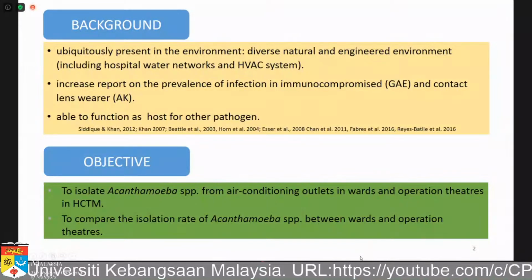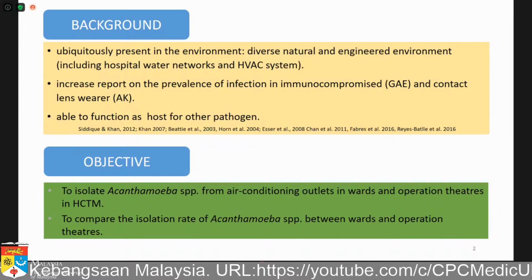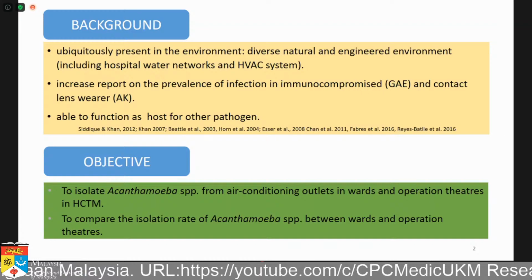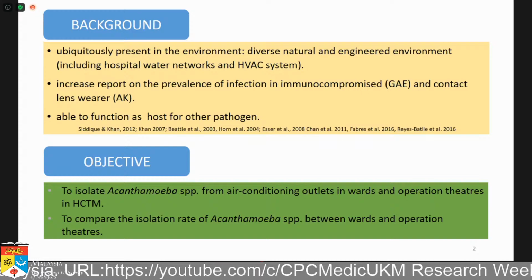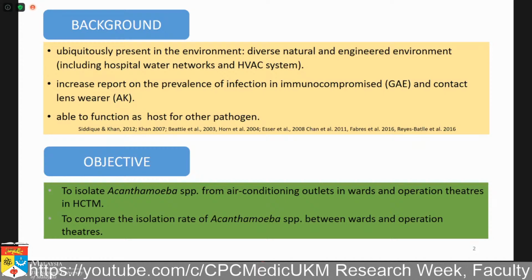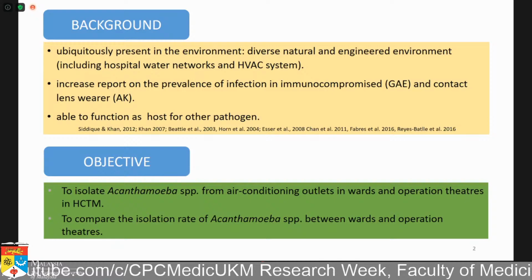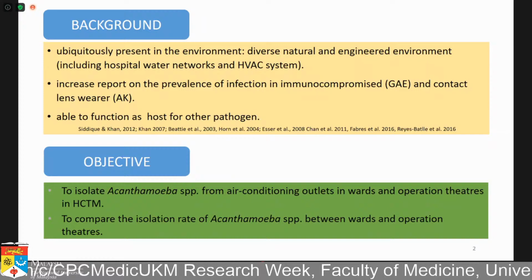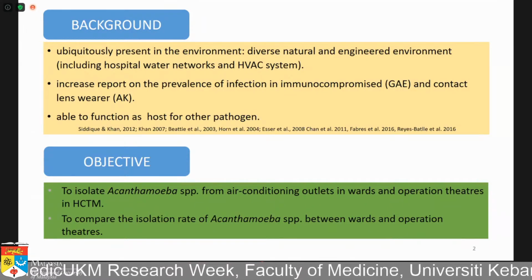So just a little bit on the background, especially for those who are not familiar with the organism. Acanthamoeba is a free-living protozoa, and it can be isolated from various natural habitats and also from engineered environments, such as water networks and HVAC systems. HVAC stands for heating, ventilation, and air conditioning. In recent years, there have been increased reports of CNS infection by Acanthamoeba, causing a condition known as granulomatous amoebic encephalitis, or GAE. It is also one of the causes of keratitis, especially amongst contact lens users. AK stands for Acanthamoeba keratitis.